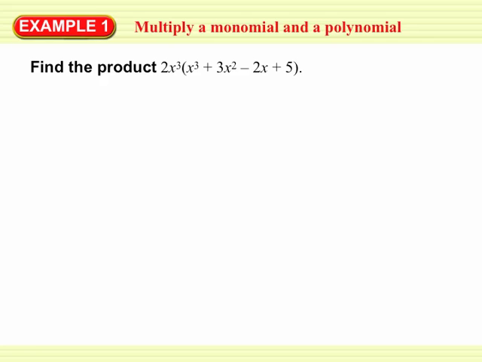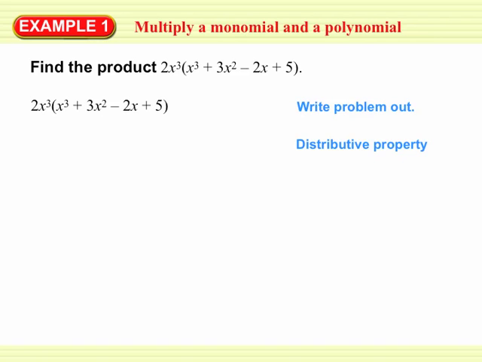Your book shows a slightly different process for multiplying together a monomial and a polynomial, and I want to connect that to what we've been doing with this idea of multiplication as a way of showing area. So here's an example from your textbook. It asks you to find the product between 2x cubed, that's a monomial, it has one term, and x cubed plus 3x squared minus 2x plus 5. In this case, this is a polynomial with 4 terms. So we're going to multiply together this monomial and an extended polynomial.